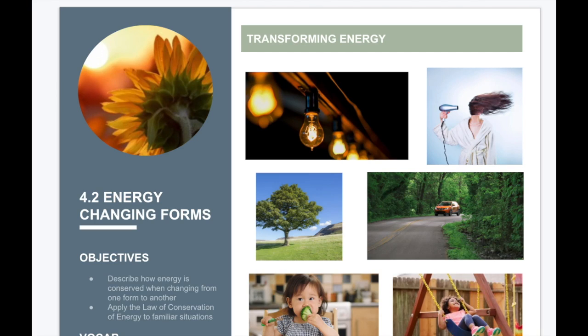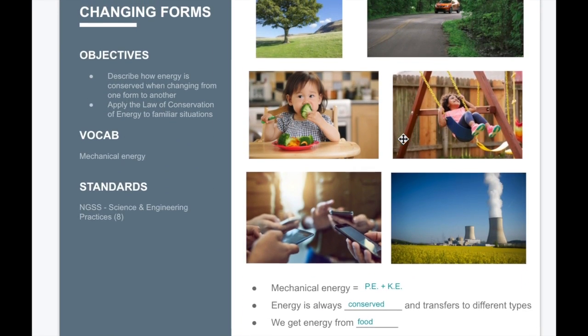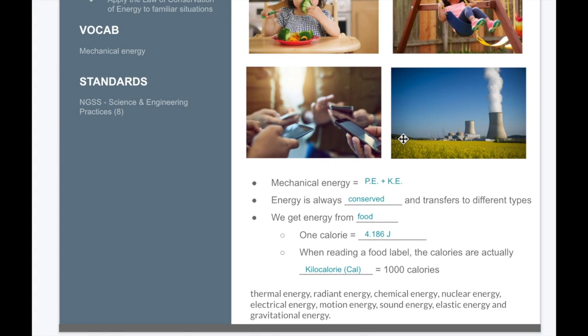These notes are over chapter 4.2, energy changing forms. Okay, so on the start of these notes, you'll see that there's a bunch of different images, and we'll come back to those. First, I want to start with the note part of this section. Okay, so mechanical energy is equal to our two main types of energy that we talked about in the last part, potential energy and kinetic energy.